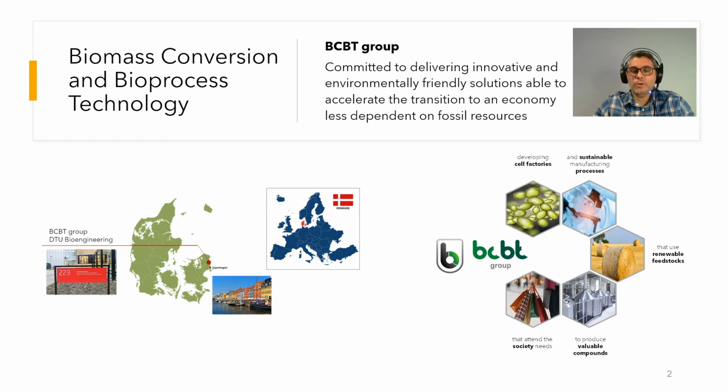The group is called Biomass Conversion and Bioprocess Technology and is dedicated to developing efficient and sustainable process technologies for the production of chemicals, food ingredients, biofuels, and high-value compounds. We are located on the DTU campus in Lyngby, north of Copenhagen.